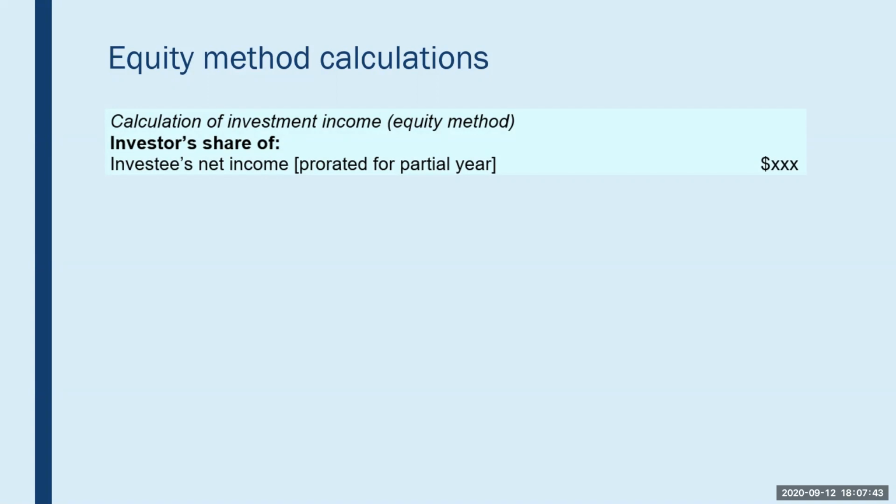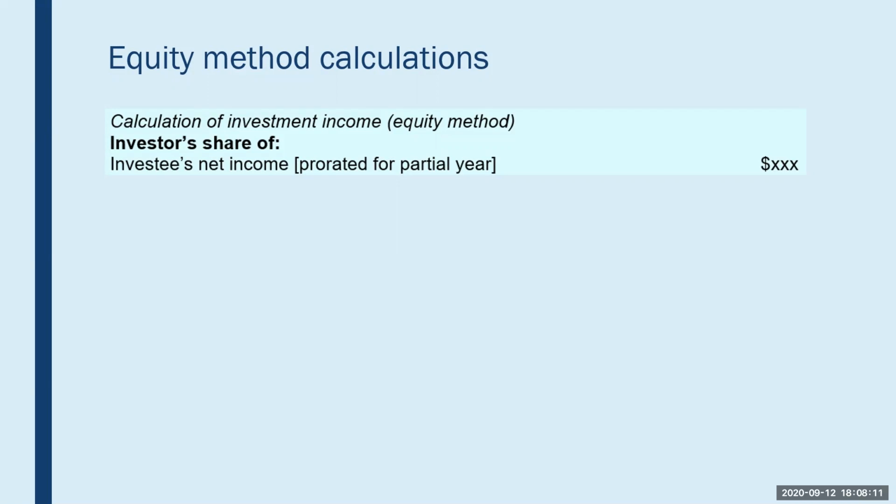Now, if the significant influence was obtained sometime during the year, so not at the beginning of the year, then for that year, the year of acquisition, the share of the investee's net income must be prorated for the partial year during which significant influence existed.